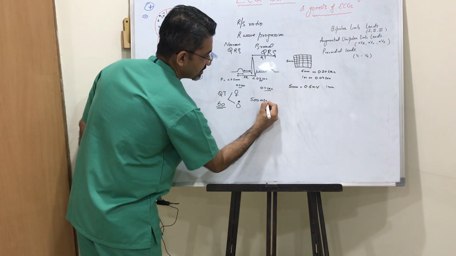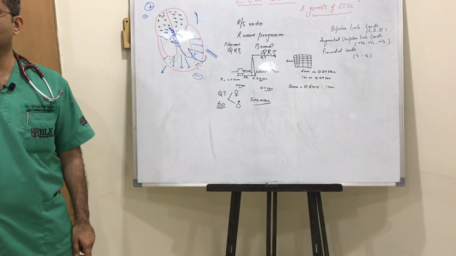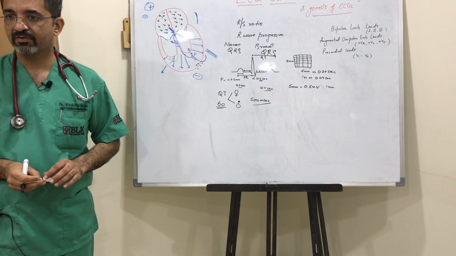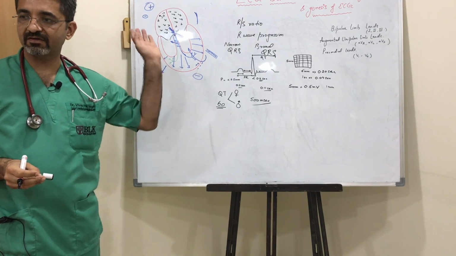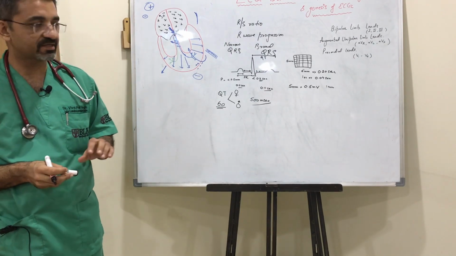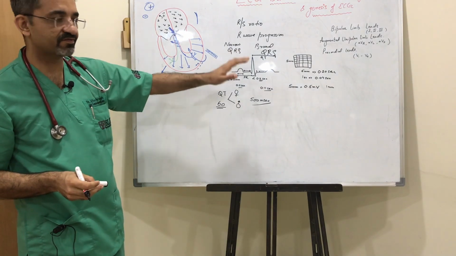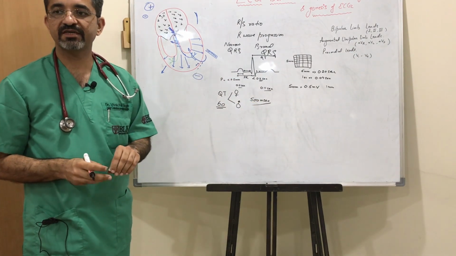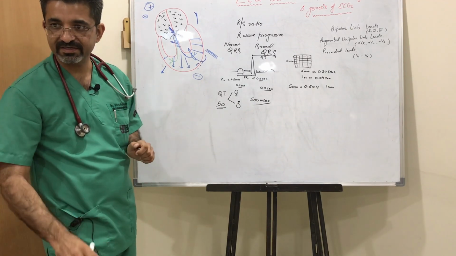So any QTc or QT interval, if it is more than 500 milliseconds, it is pathological. But QT varies with heart rate, so we'll discuss the formula for QTc correction later on. In males it is 430, in females 450, and you have 500 milliseconds, which you can take arbitrarily as a normal QTc. All right.